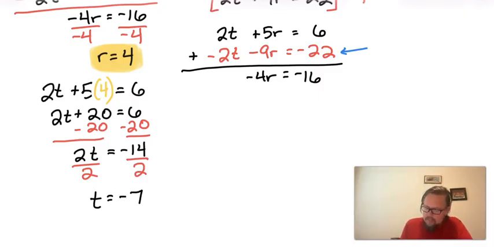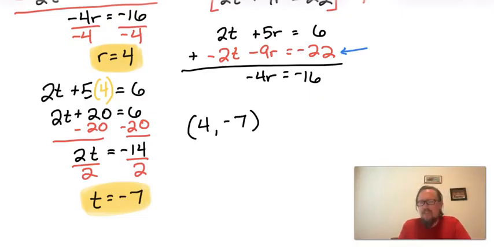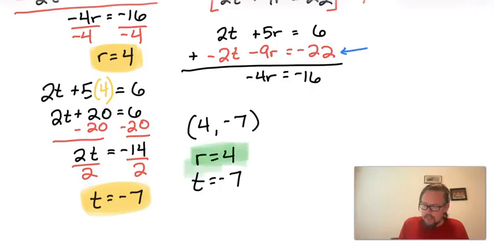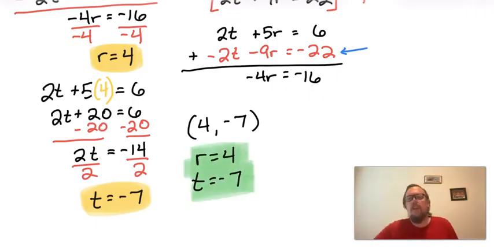Since this is not an xy problem, I don't necessarily have to write this as a coordinate. I suppose I could do 4, negative 7 for the answer, but I probably wouldn't write it that way because I don't know if 4 is the independent or dependent variable, so I don't know if it should be 4, negative 7 or negative 7, 4. I think it's probably okay just to write r equals 4 and t equals negative 7 for our answer. So I would say this is the preferred way to write your answer.